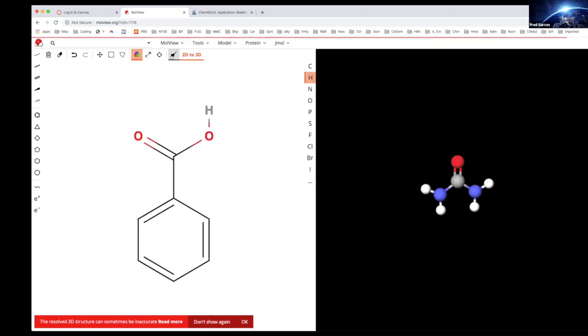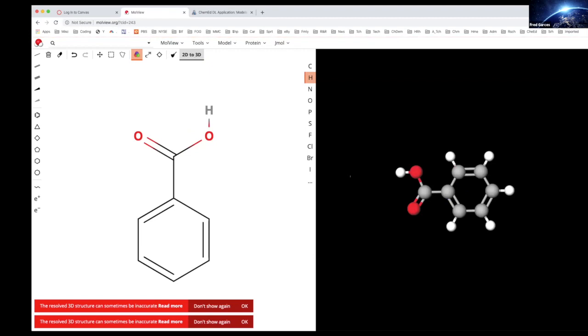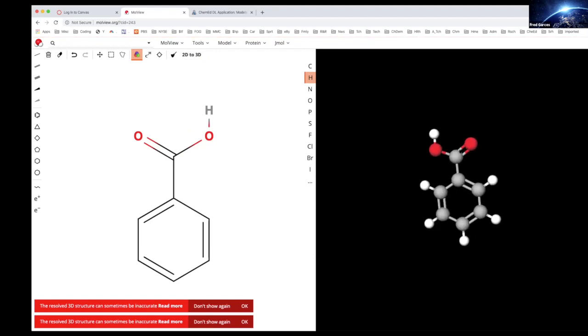Again, the cleaning up minimizes the energy and makes my geometry optimum. And then I'm going to render it to a 3D structure. Here's benzoic acid. Now let's say I want to take this benzoic acid and I want to know whether this chemical is polar or non-polar.